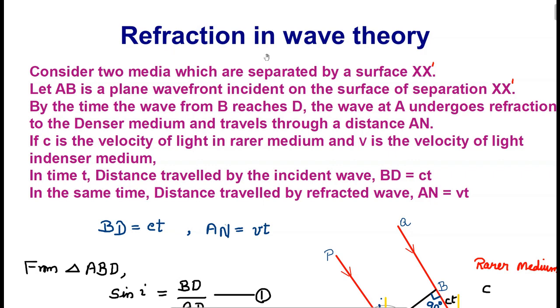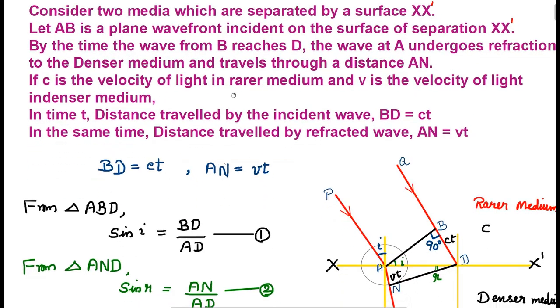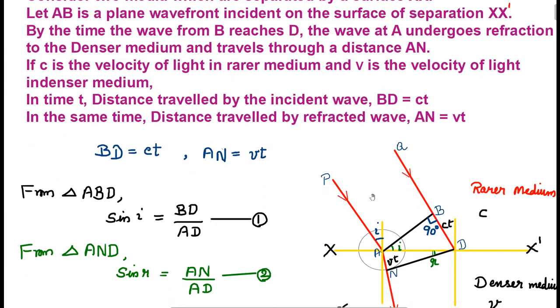Refraction in wave theory. Consider two media which are separated by a surface XX'. Look at the ray diagram. Let a rarer medium and a denser medium be separated by a surface XX'. A set of parallel waves are incident on the surface of separation XX' at an angle of incidence i.